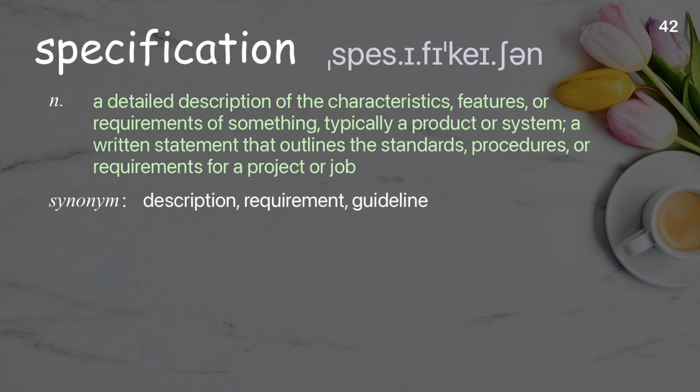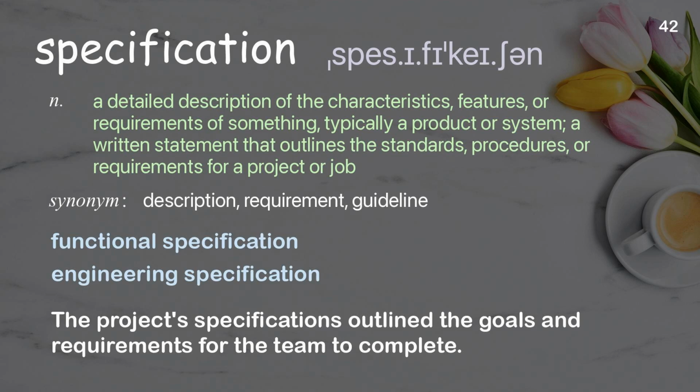Specification: a detailed description of the characteristics, features, or requirements of something, typically a product or system, a written statement that outlines the standards, procedures, or requirements for a project or job. Examples: functional specification, engineering specification. The project specifications outlined the goals and requirements for the team to complete.